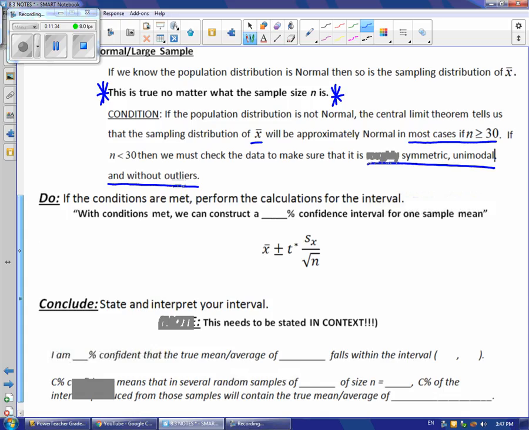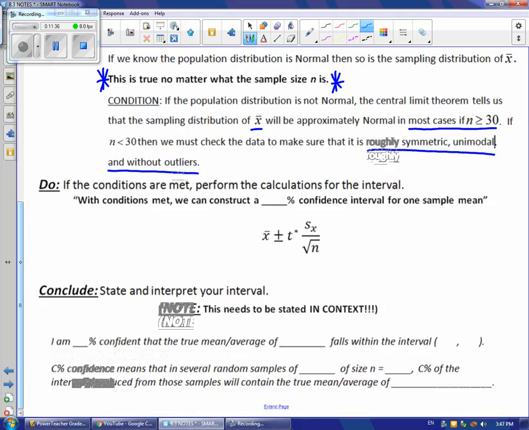Once we've met all of our assumptions and conditions, we can start calculating our confidence interval. If our conditions are met, we can construct a whatever percentage confidence interval you're looking for one sample mean. It's very important to name what kind of interval you're constructing. Okay? Show our interval with our statistic plus or minus our critical value times our standard error. And then state your conclusion, which also needs to be in context. It's very, very important.